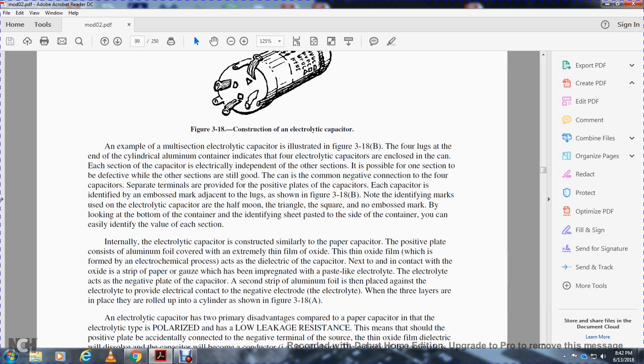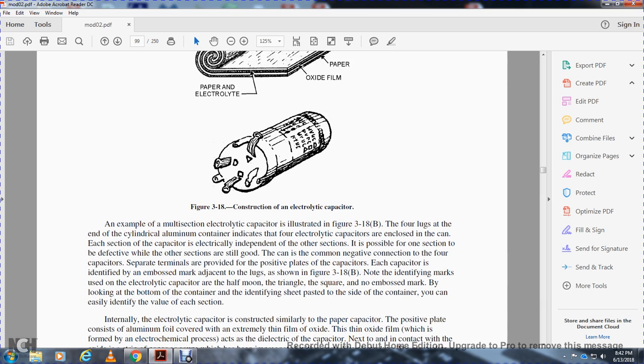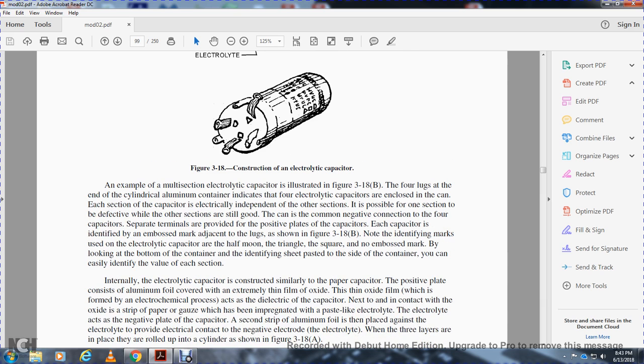The can is the common negative connection for the capacitors. Some of the terminals are provided with a positive plate for the capacitors. Each capacitor is identified with an embossed mark and an adjacent lug, as shown in figure 318B. Note the identifying marks used for the electrolytic capacitors: half moon, triangle, square, and non-embossed mark.